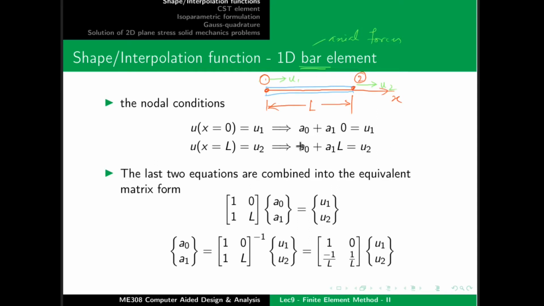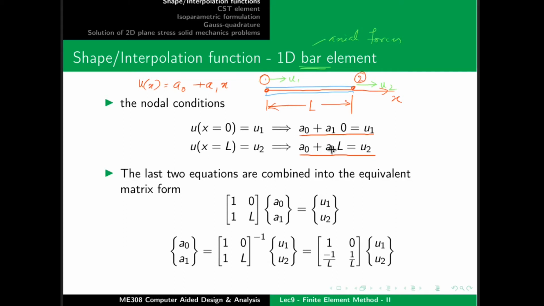That we can represent as an algebraic equation. We can substitute our functional form of the displacement function, u of x equal to a0 plus a1x. If we substitute x equal to 0 in the first equation, we will get this expression, and at x equal to L we will get this expression. So these two equations, if we solve, we obtain a0 and a1.